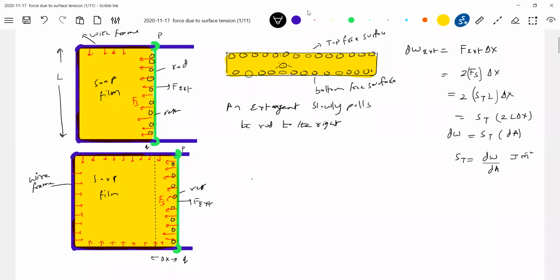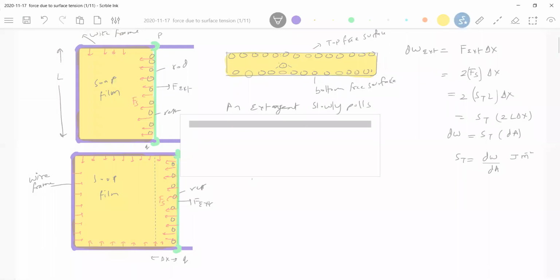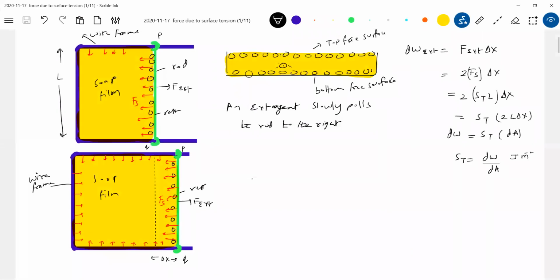So now I'll do work, no? You have to go back to the work idea. I'm an external agent. I'll slowly pull the rod. I'll do some mechanical work, no? Where has that mechanical energy gone? Converted into increase in surface energy. Now you can ask the question, why will the surface layer of a liquid possess energy? For that, we have to go for a small explanation.